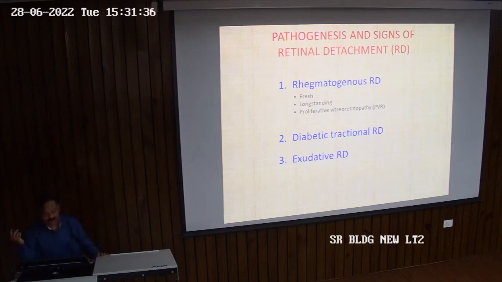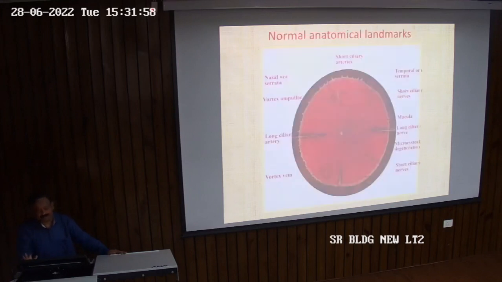It can be long standing or it can be with complications, like proliferative vitreoretinopathy. Another cause is tractional RD. The most common cause of tractional RD is diabetic retinopathy leading to proliferative diabetic retinopathy leading to tractional detachment. And third is the exudative RDs.